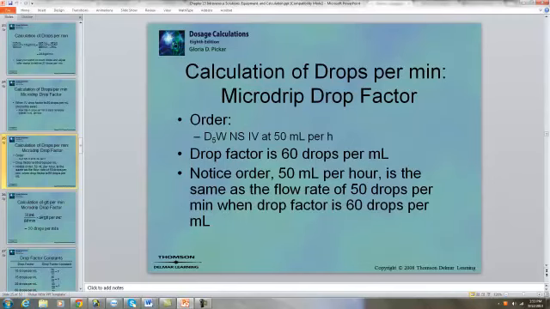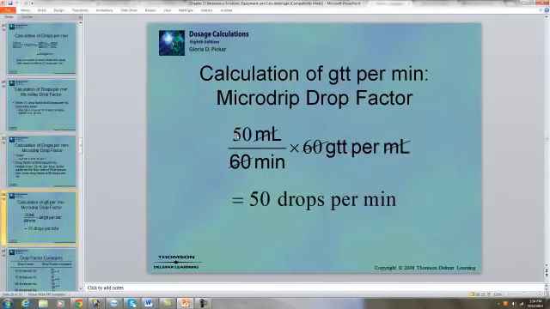Notice the order is 50 milliliters per hour, which is the same as the flow rate of 50 drops per minute when the drop factor is 60 drops per milliliter. So if the order is 50 milliliters per hour, that's 60 minutes, at 60 drops per milliliter, the milliliters cancels out, the 60 cancels out, and that means it would be 50 drops per minute.